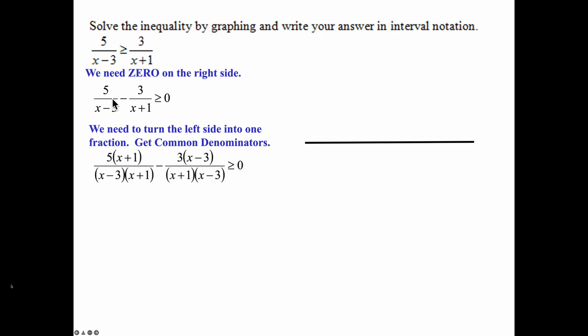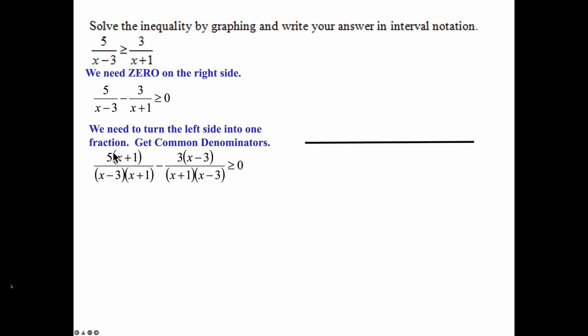So this fraction gets multiplied by the second denominator, both top and bottom, x plus 1, x plus 1. The second fraction gets multiplied by x minus 3, top and bottom. So now we have common denominators, but be careful here. You're not distributing a 3. Remember, you got to distribute the -3.